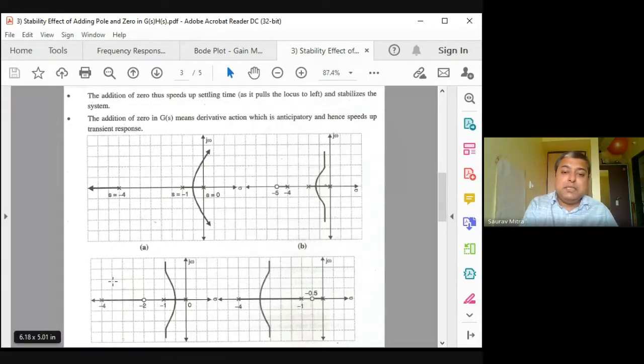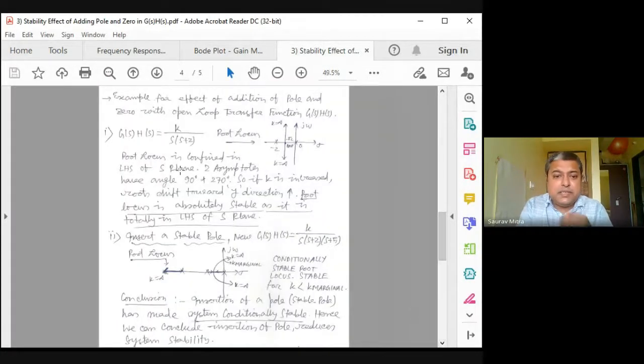That means A, B, C, D, if you see, D is the most stable system. D is the most stable because here the root locus is too much deep into the j omega axis. C is comparatively less stable than D. Okay, B is comparatively less stable than C, and A is unstable, or conditionally stable. This is the effect of adding a zero. So this is one thing you can show. Next, I have written G(s)H(s) is equal to K by s into (s plus 2).